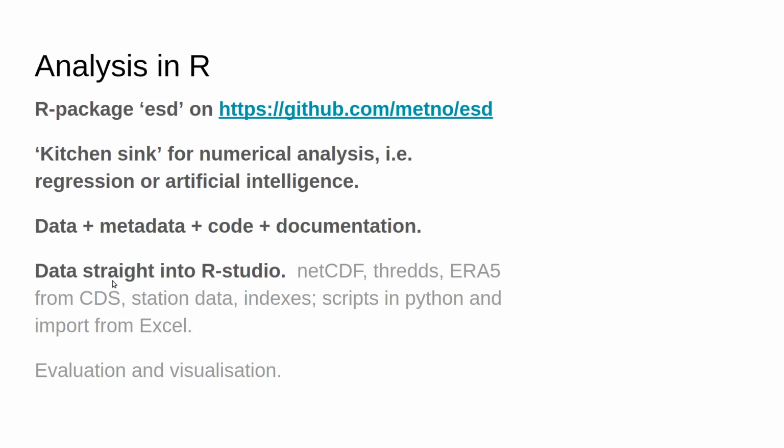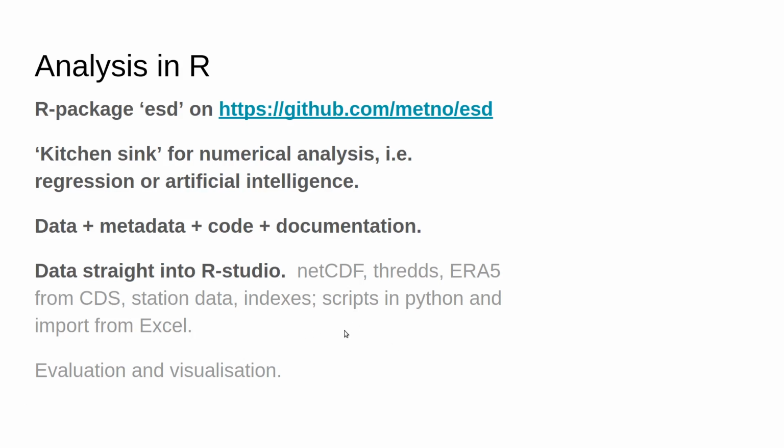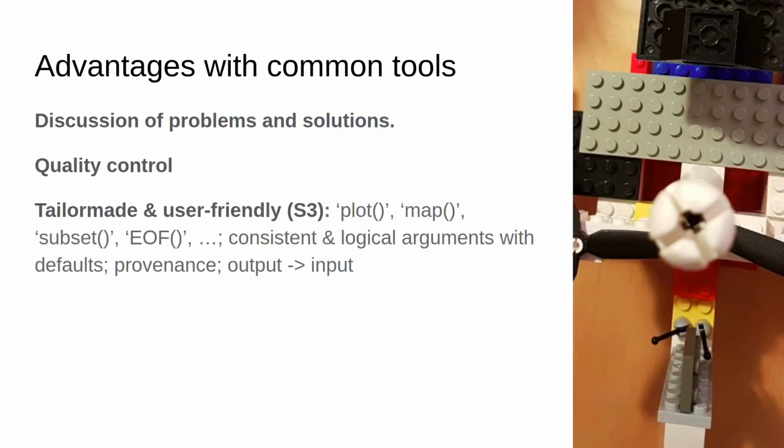And also what we try to aim for is to actually get the data straight into RStudio, so like to read an SCDF from THREDDS or OPeNDAP, or say ERA5, the reanalysis from the Climate Data Store, the CDS, from Copernicus, or station data indices. It also can run scripts in Python and import from Excel. And then you use this package for evaluation and also visualization.